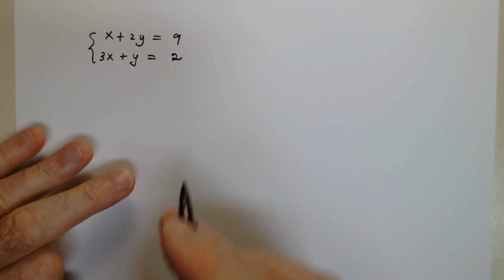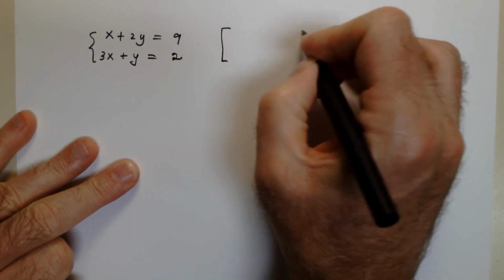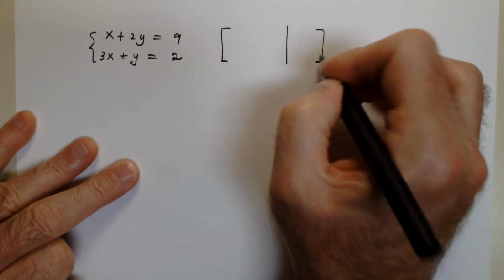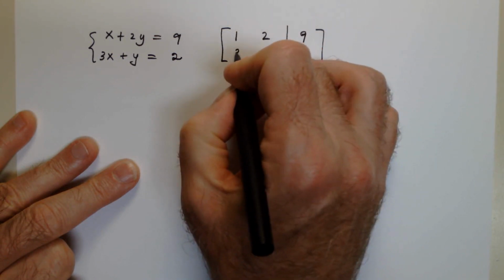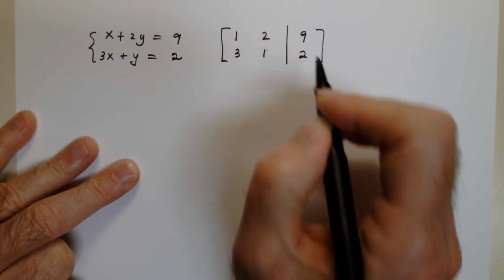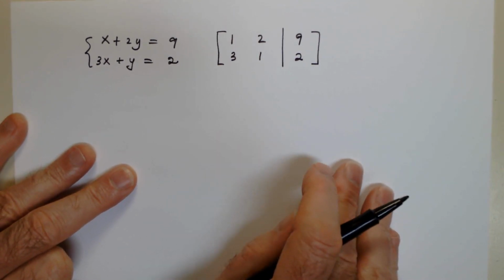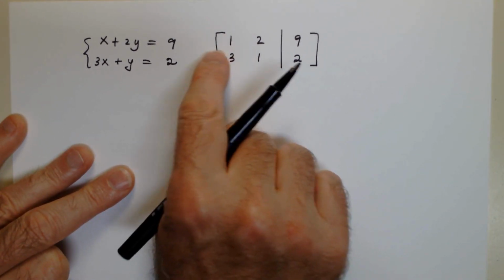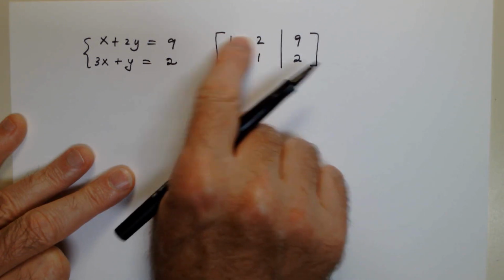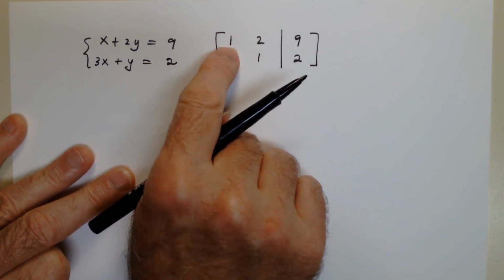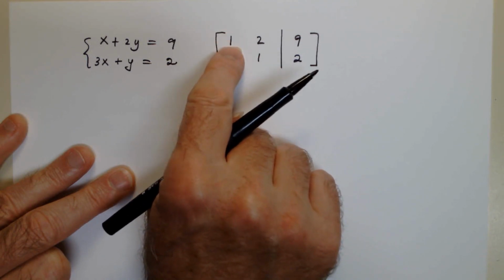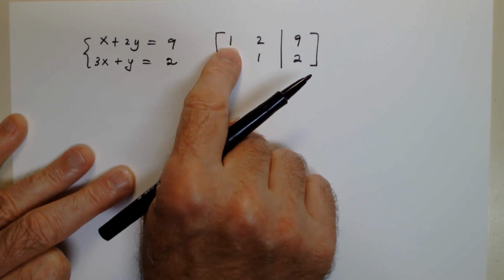And so we can simply exchange the system of equations for this augmented matrix, which will be 1, 2, 9, 3, 1, 2. All right, that's the first step to get the augmented matrix. And now we're going to apply our type 1, type 2, and type 3 operations to this augmented matrix, to this system. And normally what I'd want to do is get a 1 in this position, and it already is a 1.